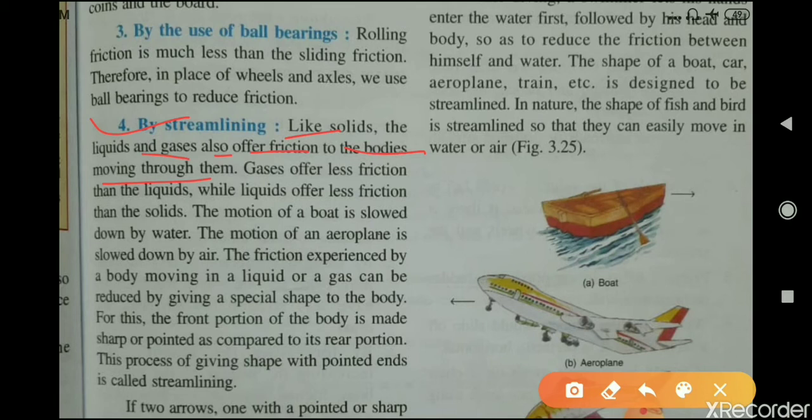Gases offer less friction than liquids, while liquids offer less friction as compared to solids. Solids offer more friction as compared to liquids, and liquids offer more friction as compared to gases. The motion of a boat is slowed down by water.